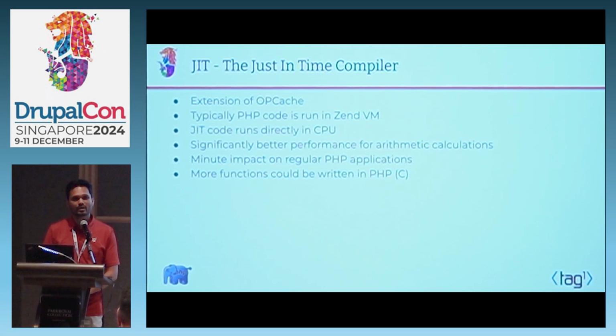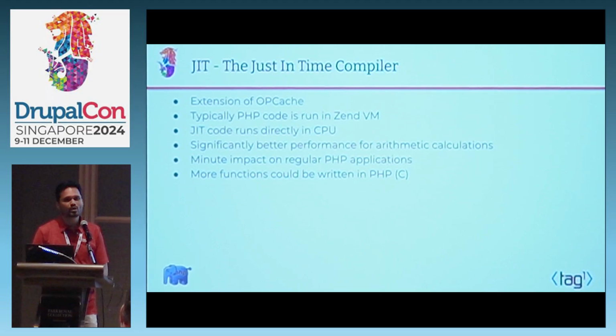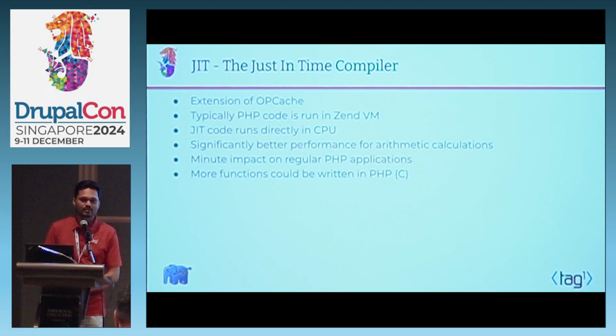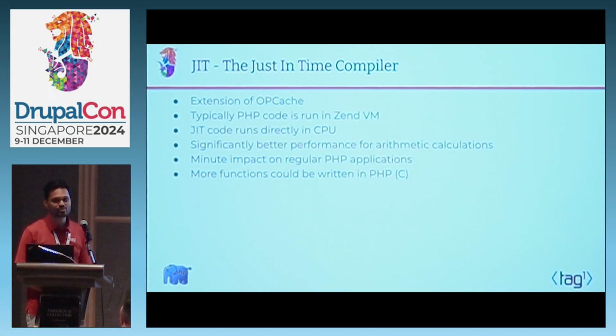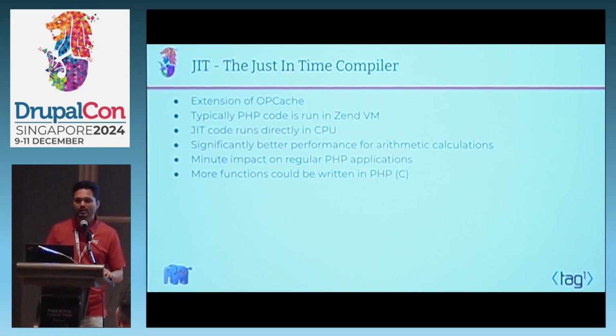performance of arithmetic calculations or logical calculations a lot, but that's not what a normal PHP application is like. So for example, Drupal does not do a lot of arithmetic calculations, same as WordPress. There might be a site that does that, but not generally. So there's a minute impact on performance, not a significant impact, from the just-in-time compiler. One advantage of this is that because the code runs on CPU, you can write more functions in PHP now. Because PHP is written in C, you can have more code that you want to run on CPU.